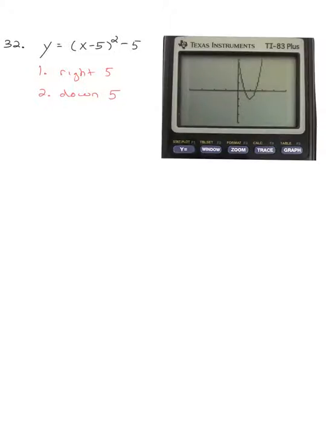So this graph should go right 5 places and down 5 places. Again, I'm changing my x's, then I'm changing my y's. It started here, and the picture I ended up with moved over 5 and down 5. So yep, this matches too.